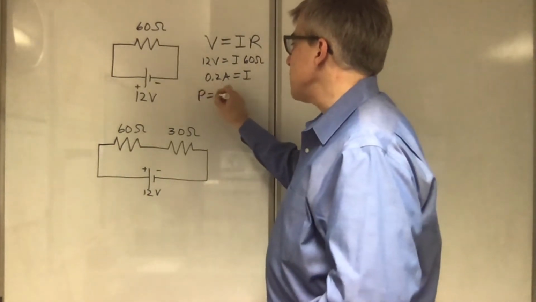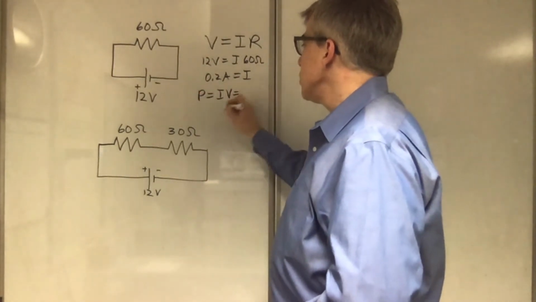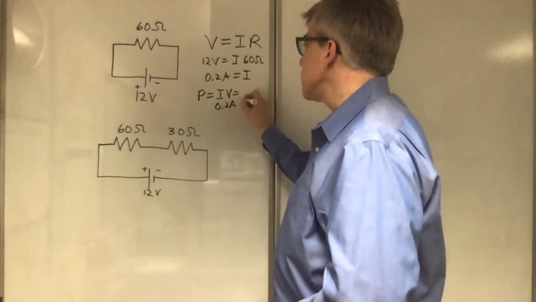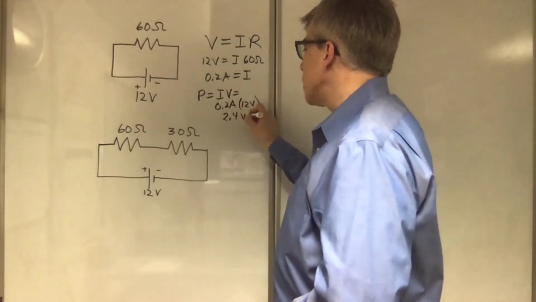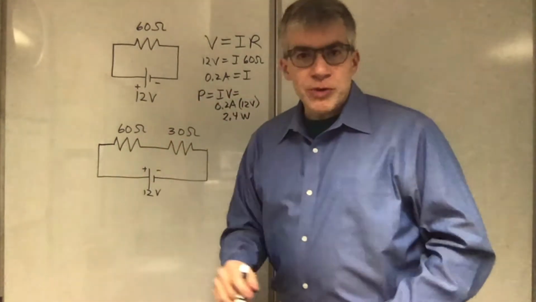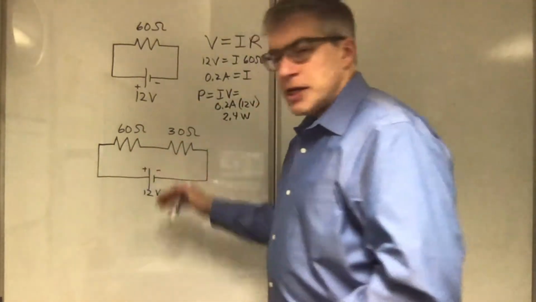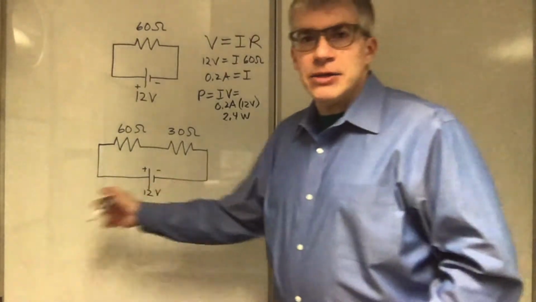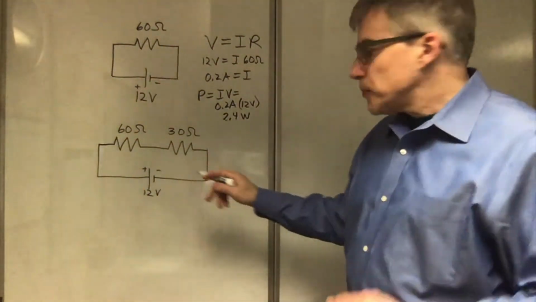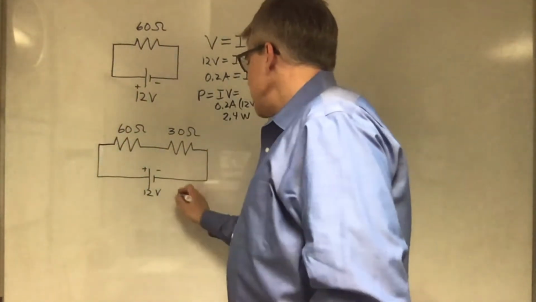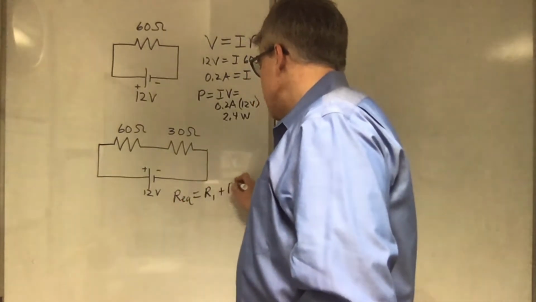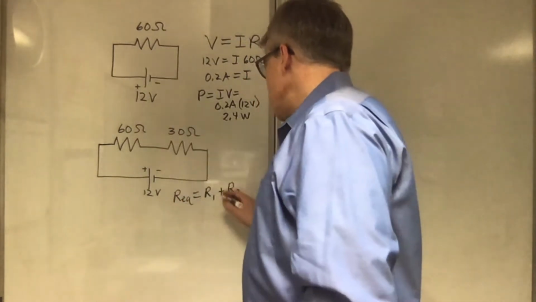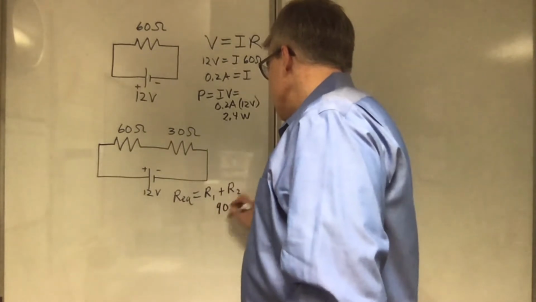If you need to calculate the power, it's IV, which would be 0.2 amps times 12 volts, which would be 2.4 watts. What if you have more than one resistor? These two are connected in series, end to end. They're all like beads on a string. So the total equivalent resistance is just R1 plus R2. So 60 plus 30 is 90 ohms.